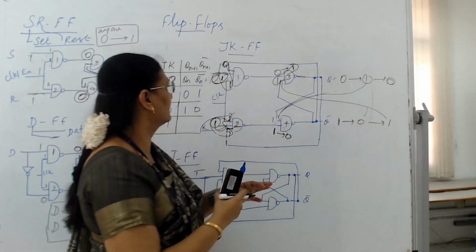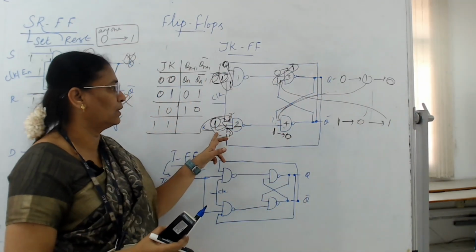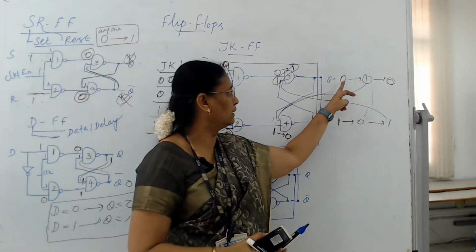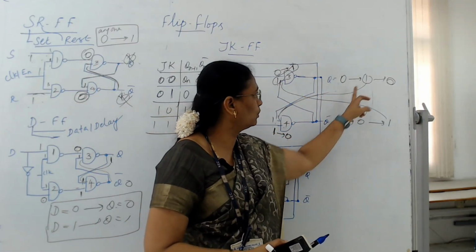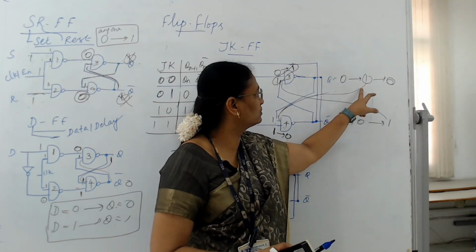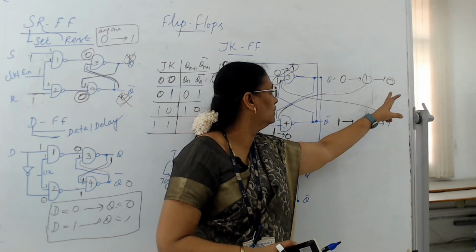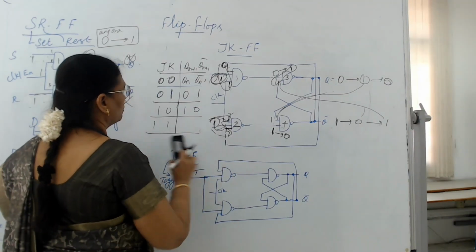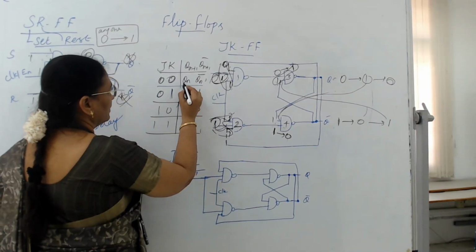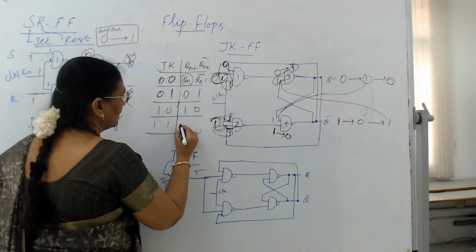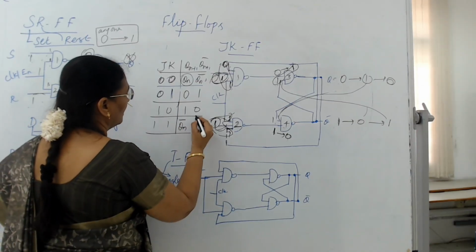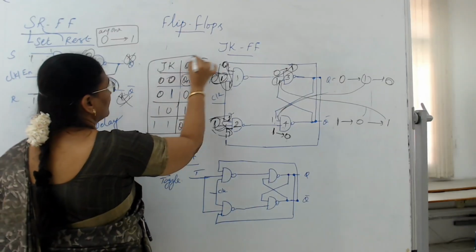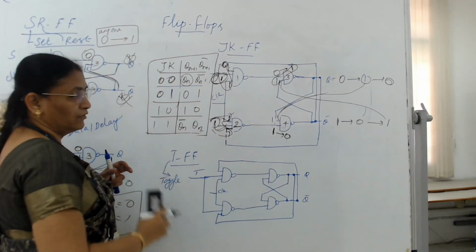So what is happening in the case of J equal to 1 and K equal to 1? Whatever the assumption, if you assume the previous value as 0, 1, it is toggled to 1 and 0. If you assume the previous value is 1 and 0, it is toggled to 0 and 1. So my output is complemented here. If J and K are 1, 1 and the previous value is Qn, it is complemented to Qn bar, and Qn bar is complemented to Qn. So this is the JK flip-flop.